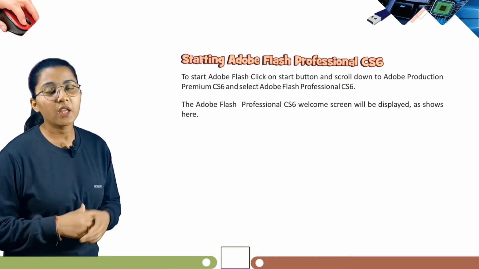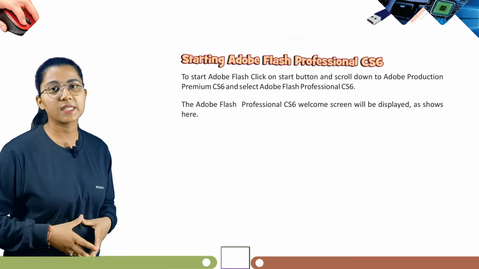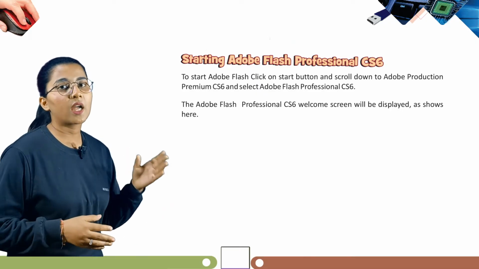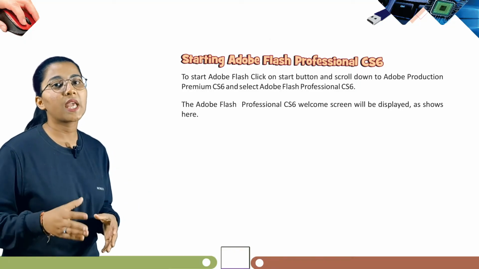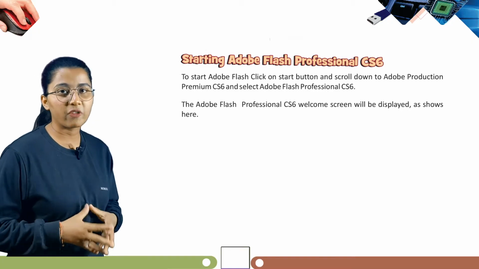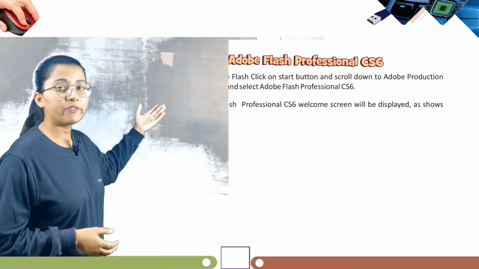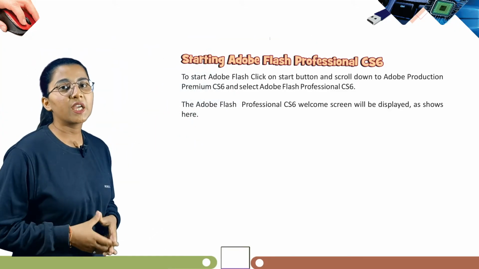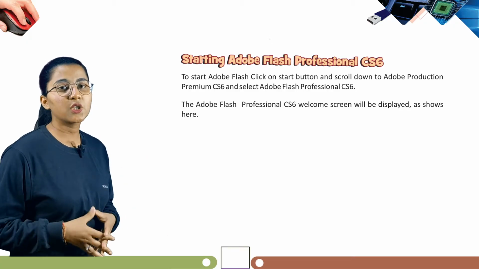So in this topic, we are going to learn how you will start your Adobe Flash CS6. To start Adobe Flash, click on the Start button, scroll down to Adobe Production Premium CS6 and select Adobe Flash Professional CS6. So students, here you can see the interface of opening Adobe Flash. The Adobe Flash Professional CS6 welcome screen will be displayed as shown here.